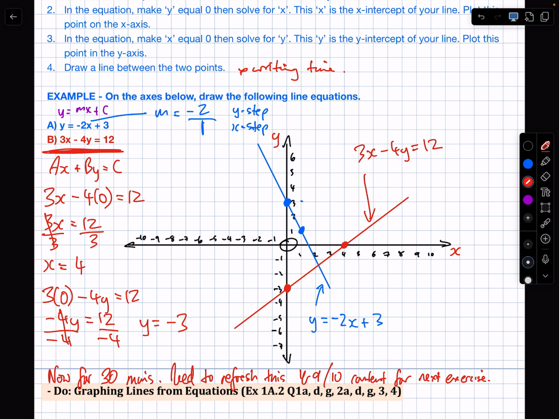I would like you now, for 30 minutes, to refresh this from year 9. This is year 9, year 10 content for us, but you need to be on top of that because it's just assumed that you can do that for the next exercises that you do.